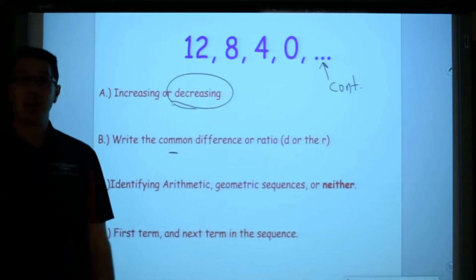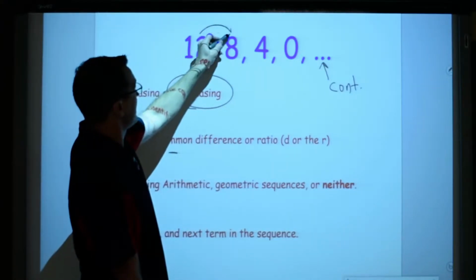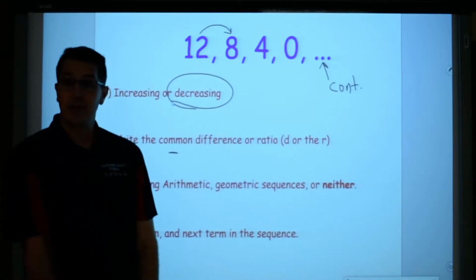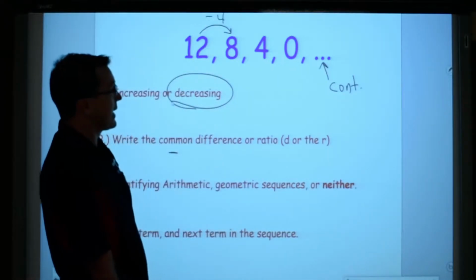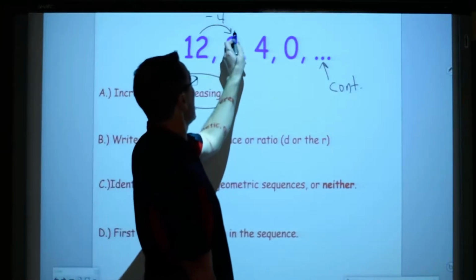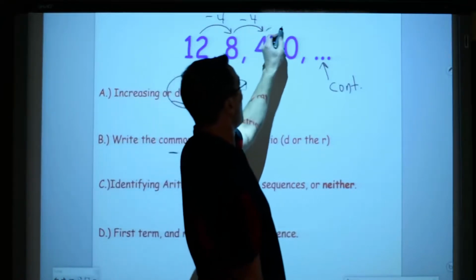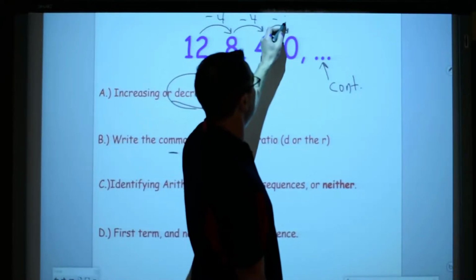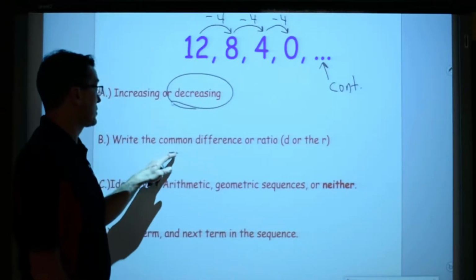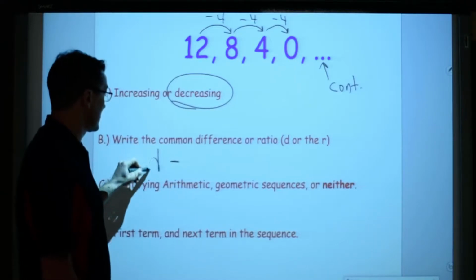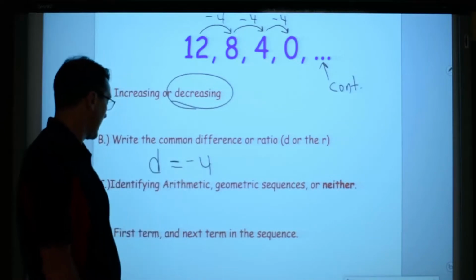The first thing I'm going to try is subtraction. So I'll say, okay, from 12 to 8, how do I get from 12 to 8 if I'm subtracting? Oh, I can minus 4. 12 minus 4 is 8. Let's see if that pattern holds. 8 minus 4 is 4. That works. How about 4 minus 4? That's 0. So cool. We knew it was decreasing, but because it's subtraction, we know that it's a difference, not a ratio. And that difference is minus 4, right?